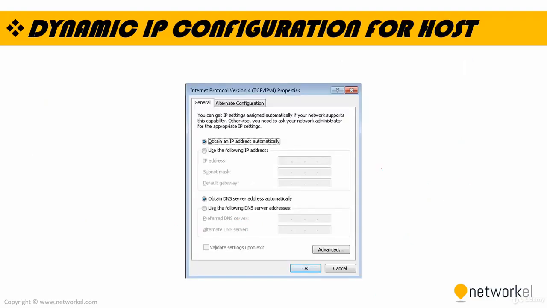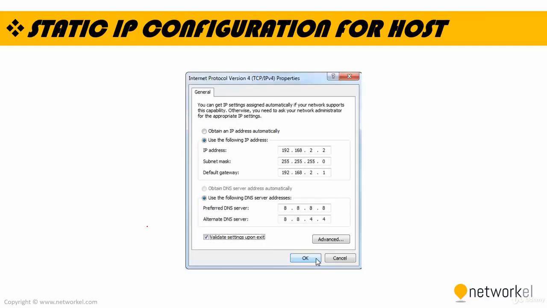And here is how I can make a dynamic IP configuration for host. I'm opening my Internet Protocol version 4 properties on my PC, and I'm choosing obtain an IP address and DNS server automatically, so I can get a dynamic IP configuration from a DHCP server. And here is how I can make a static IP configuration for host. This time, I'm choosing use the following IP address method, and I'm writing my values manually.